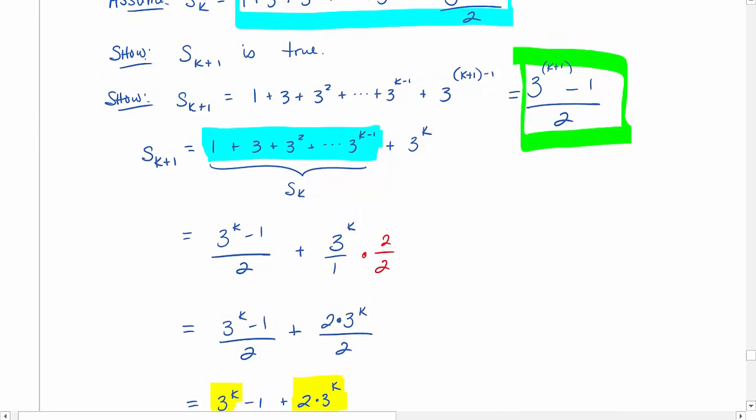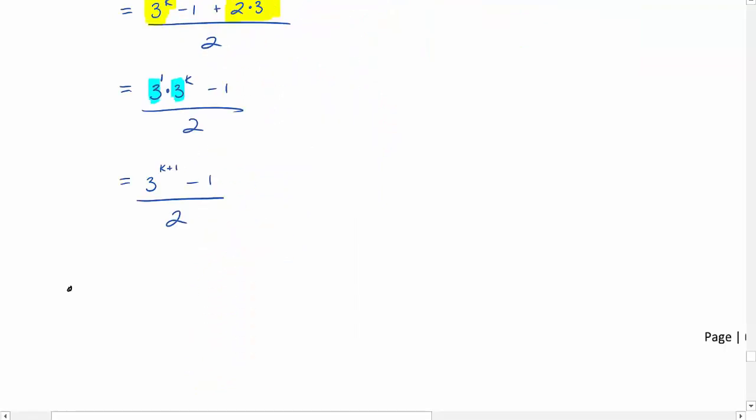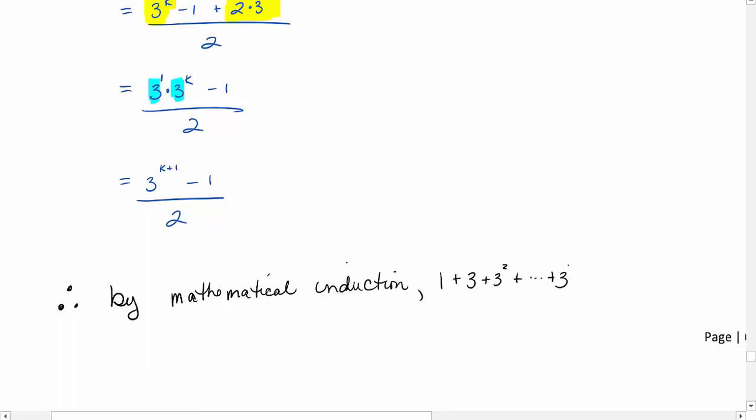We now just need to write our wrap-up proof statement. Therefore, by mathematical induction, 1 plus 3 plus 3 squared plus up to 3 to the n minus 1 is equal to (3 to the n minus 1) divided by 2 for all positive integers n.